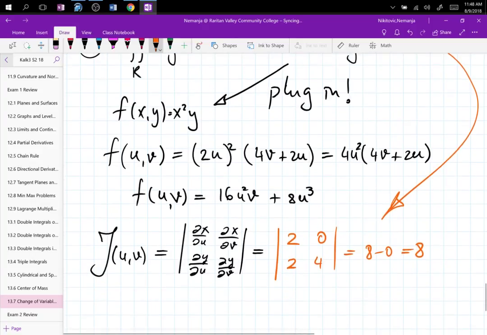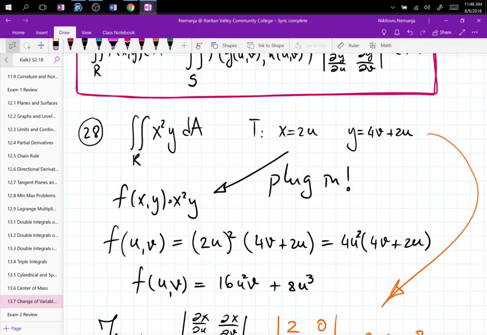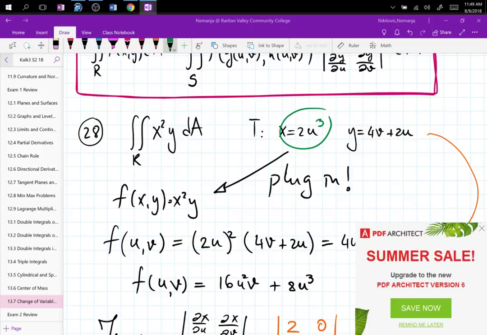The Jacobian is 8. Is the Jacobian always going to be a number? No. For a linear transformation, which is what we have, yes. If it's no longer a linear transformation, your Jacobian is no longer a number. It's going to be a function, right? Because when you take a partial derivative of that, you are going to get variables.